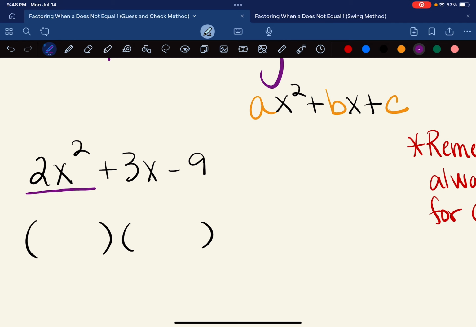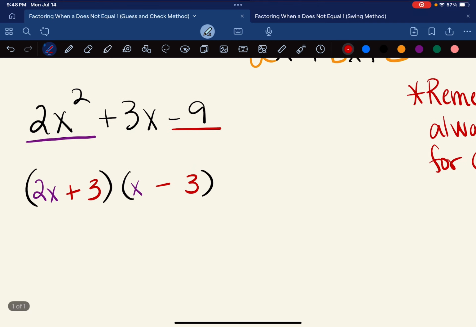2x squared. What times what makes 2x squared? Well, 2x times x will give me 2x squared. Now let's look at our c term, the minus 9. I know that to get 9, I could multiply 3 times 3 or 9 times 1, so it's our decision. We're just going to pick a pair, and I'm going to start with the 3's first. And because our 9 is a minus, I don't know if I should do a plus here and a minus here or vice versa. So we're going to just check both ways and see which one works. All right, so that's the guessing portion.